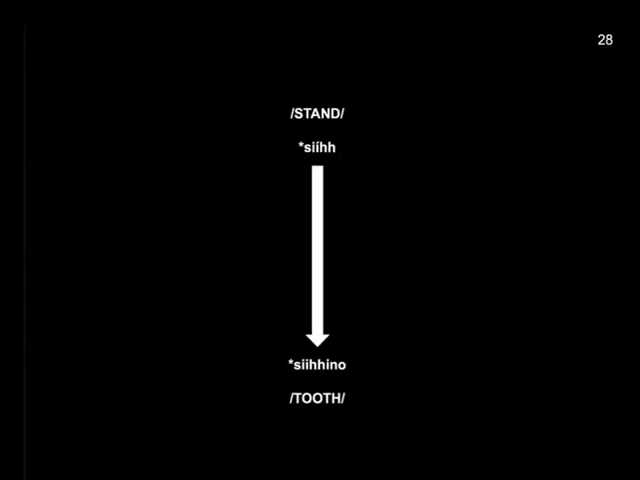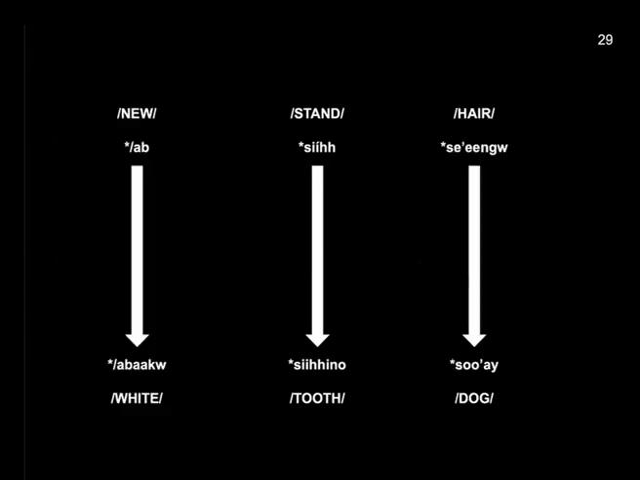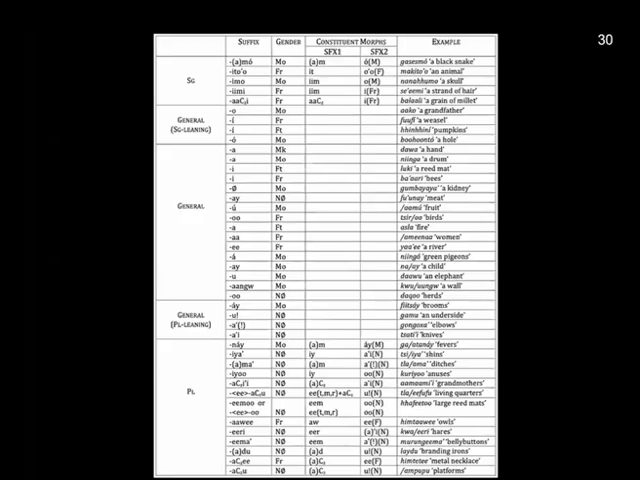That is, how can a root originally meaning something like "stand" come to mean something like "tooth"? Or how a root with a meaning like "new" came to mean "white," or a root meaning something like "hair" coming to mean "dog." At the heart of this process lies the extensive system of nominal suffixes available for Southern Cushitic nouns. This chart lists most of the suffixes available in Gorwaa. So the suffix e, or one of the flavors of the suffix e, is used to form the noun luki, a reed mat.